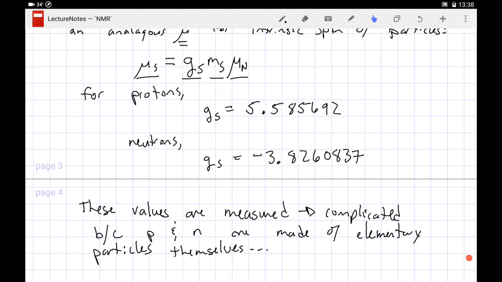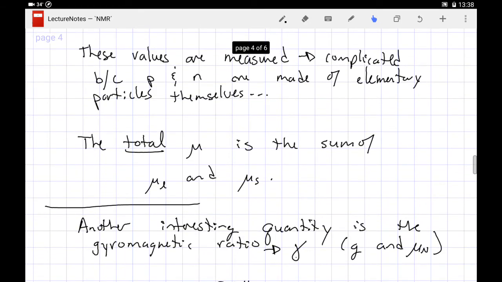Well, these are empirically determined, they're measured, and it's complicated to determine these from first principles because protons and neutrons are made up of elementary particles themselves, quarks, and so these G factors are a function of all of that mess. It's beyond the scope of what we're talking about, where those spin G factors come from, but they do in fact exist. Okay, cool, fine. So we know what those G factors are. And in the end, the total magnetic dipole moment is the sum of the orbital term and the spin term.